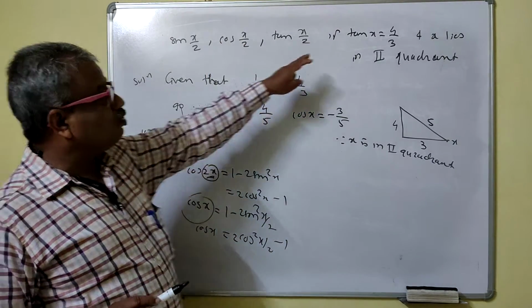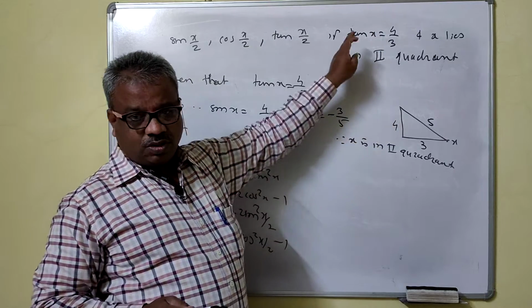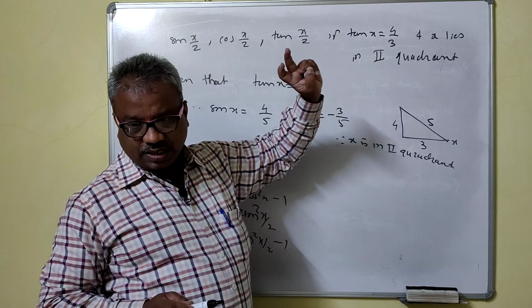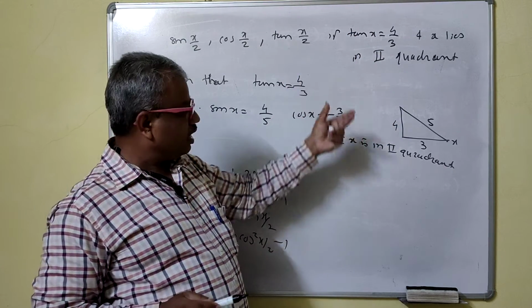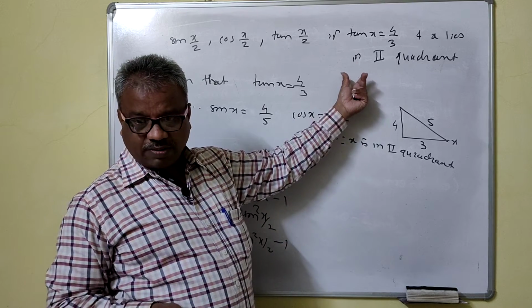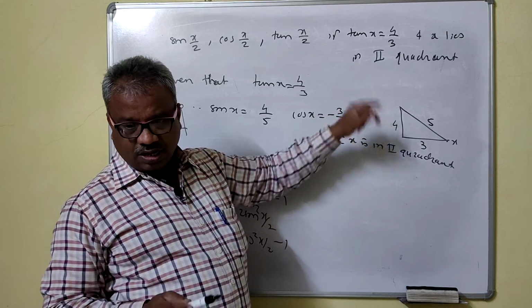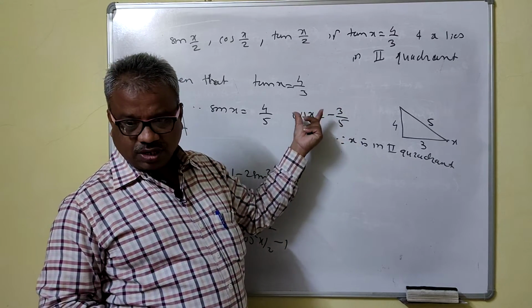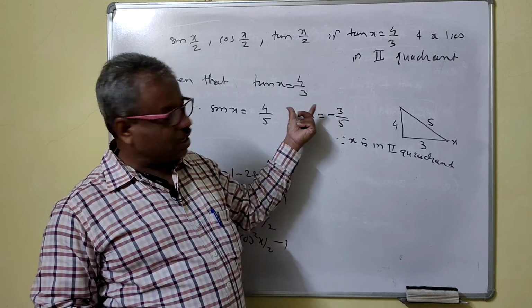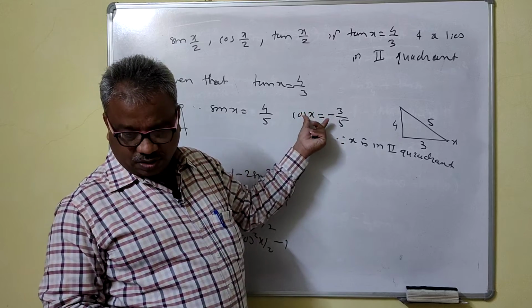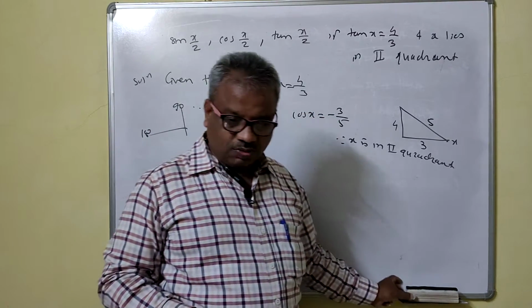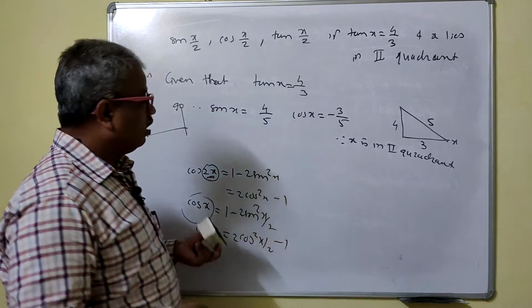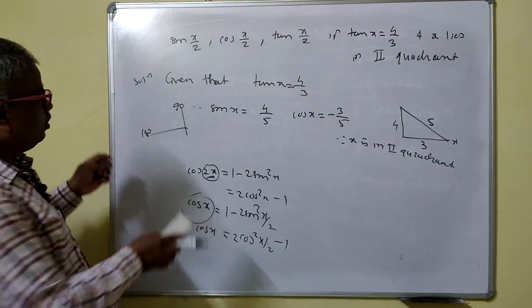With the help of the fundamental identity, 1 plus tan square x is sec square x, right? So you can find the value of sec square, and you can find the value of sec if you take the reciprocal. Because sec is negative in the second quadrant, you have to take the negative root. You can obtain the value of cos x, right? Actually, we don't need the value of sin x also, right?